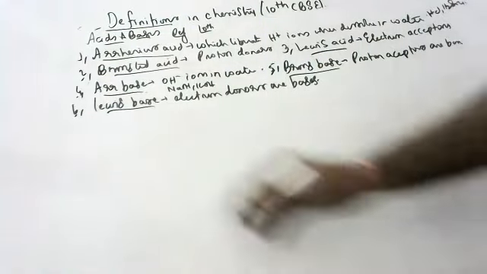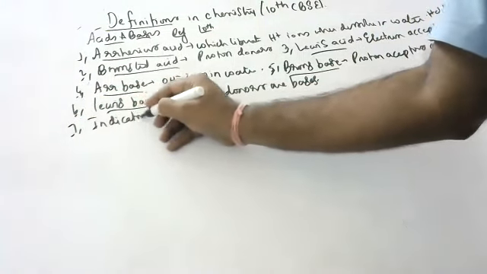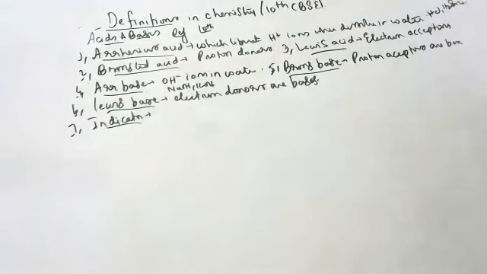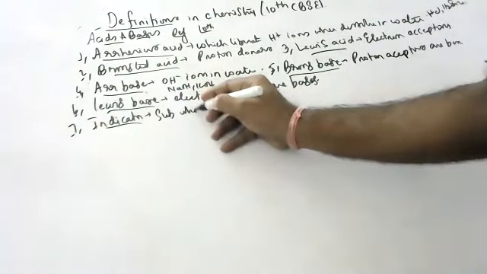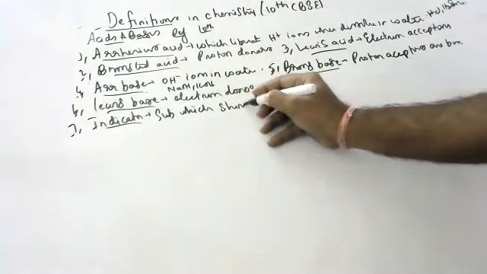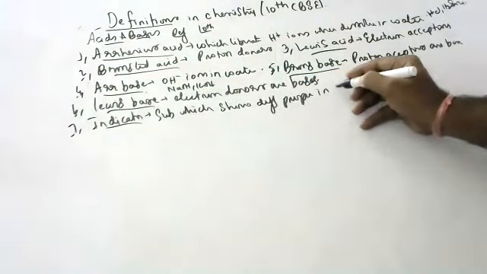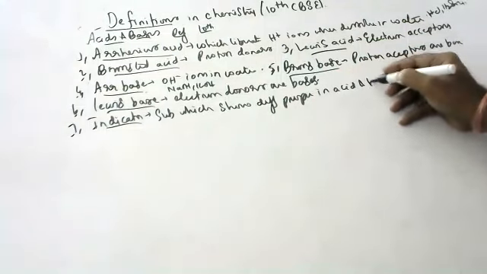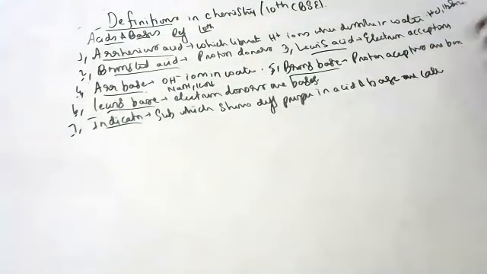Next, what is an indicator? Substances which show different properties in acids and bases are called indicators. One example like blue litmus, red litmus, methyl orange, phenolphthalein. You should give, children. Okay.